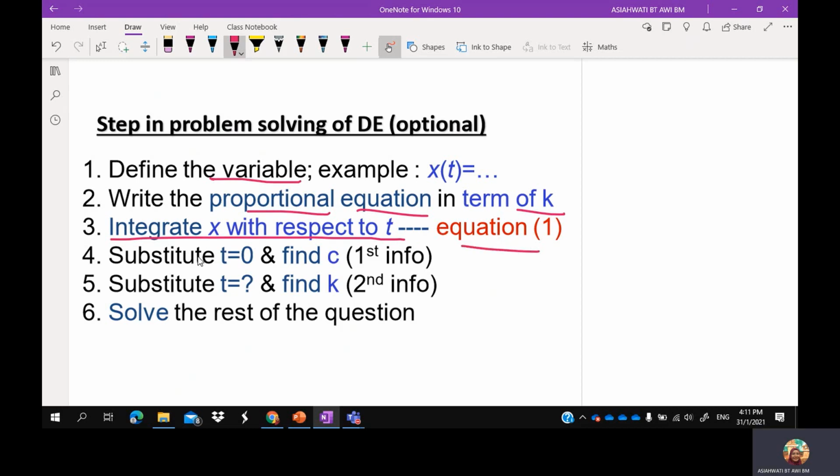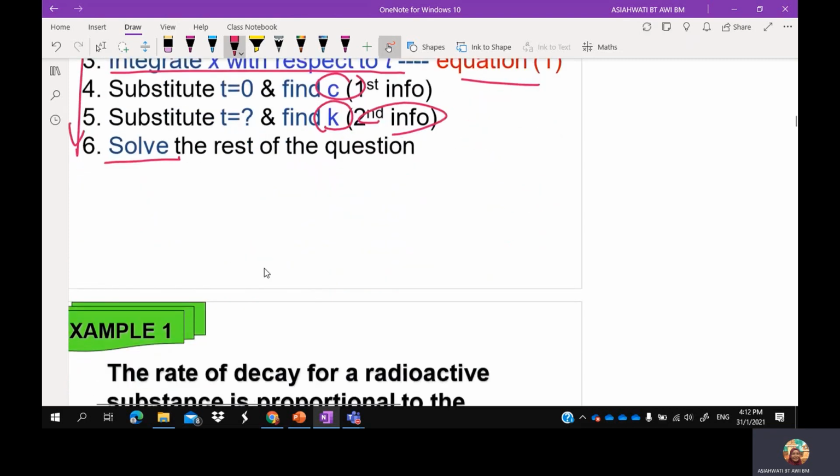The next step, we need to find c. At the beginning, t is always 0. This is the first info. The first info is used to find c. Then if given a time, for the second info, you need to find k. And the last is to solve the rest of the question. Sometimes we follow all the steps, sometimes we can skip steps. Okay, let's look at the example.